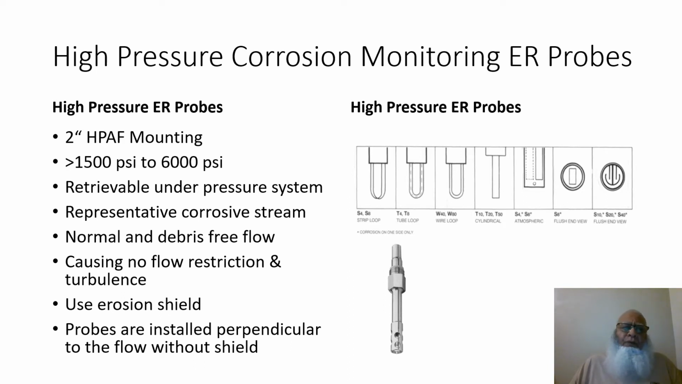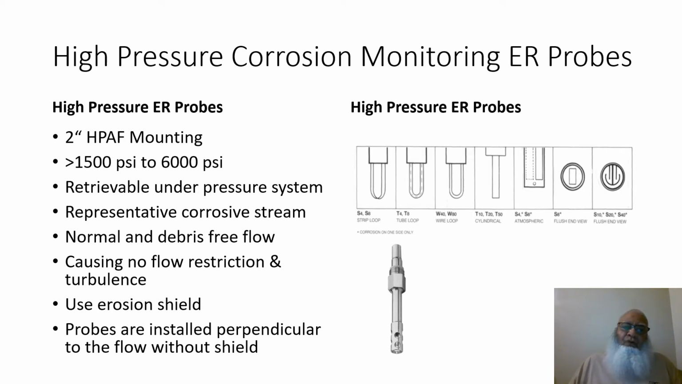These probes are retrievable under a pressure system, meaning that you don't have to shut down the system to retrieve or install these probes. The representative corrosion stream, the normal and debris-free flow, they are actually used in a system where there is no erosion effect. Because if erosion effect is there, these probes lose their service life and their actual configuration very fast. It causes no flow restrictions and turbulence in the system, right?